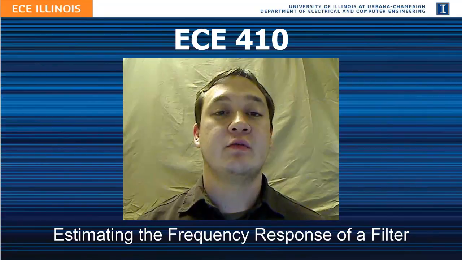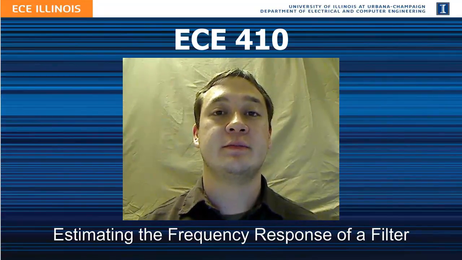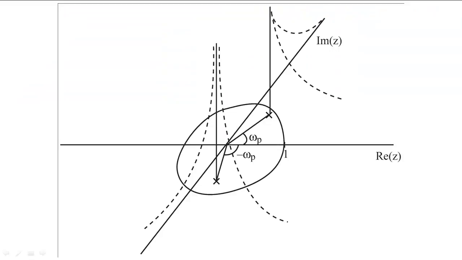In this lecture, we discuss how we can estimate the shape of a filter's frequency response when we know the location of the filter's poles and zeros. To start, let's suppose that we have a causal filter which has two poles inside the unit circle. These poles are complex conjugates of each other, so the region of convergence is outside the radius of these poles.